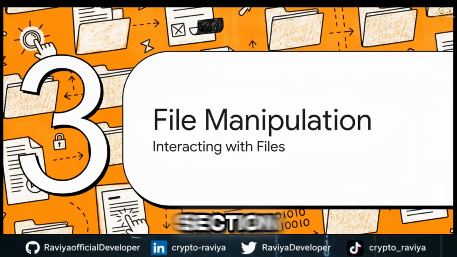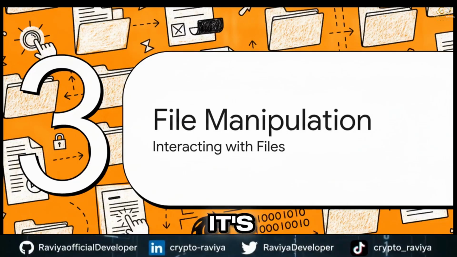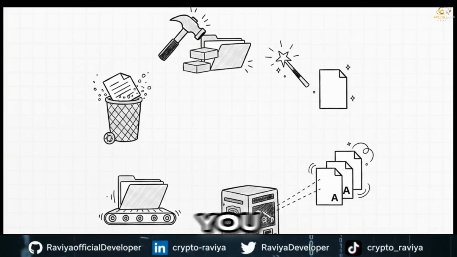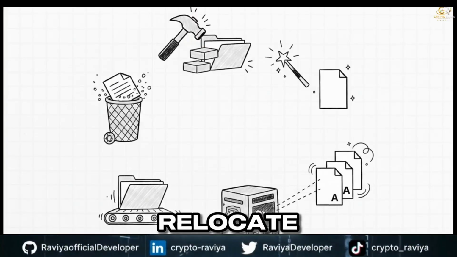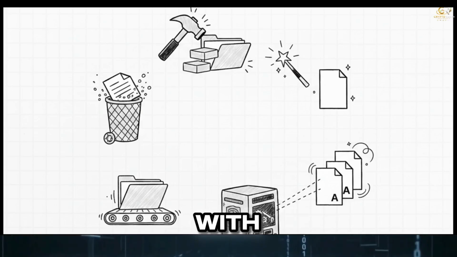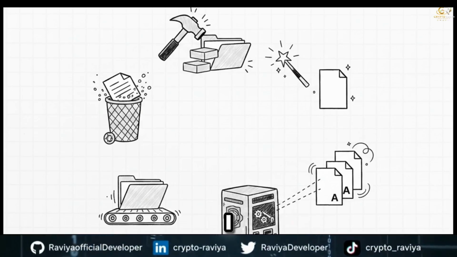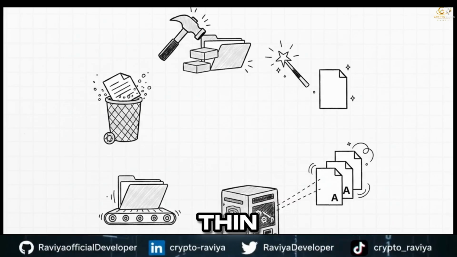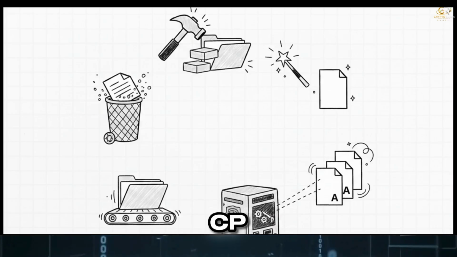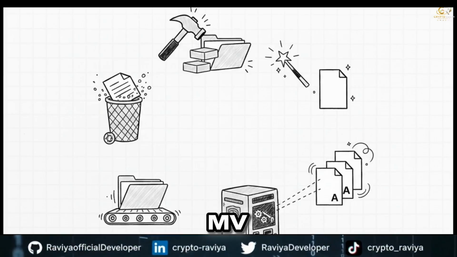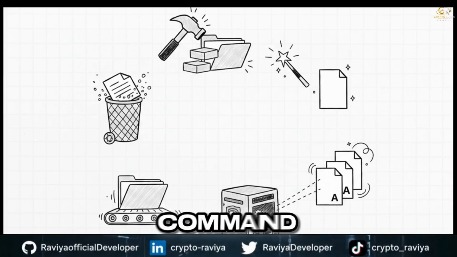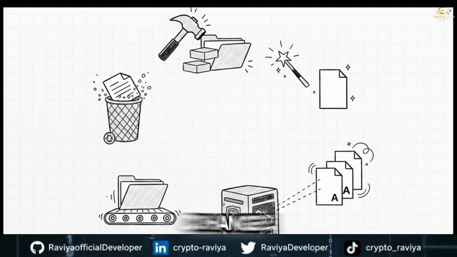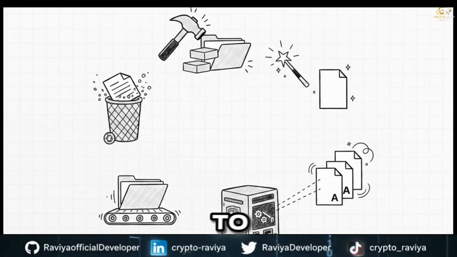All right, section 3, file manipulation. It's time to start interacting with and altering things in the environment. You literally have the power to create, relocate, or destructively wipe files with just a few keystrokes. mkdir builds new directories. touch creates brand new empty files out of thin air. You can duplicate stuff with cp for copy, or move it around with mv, which actually doubles as your rename command. Oh, and if you need to alter a file's security state, you've got chmod to change permissions and chown to change who owns it.